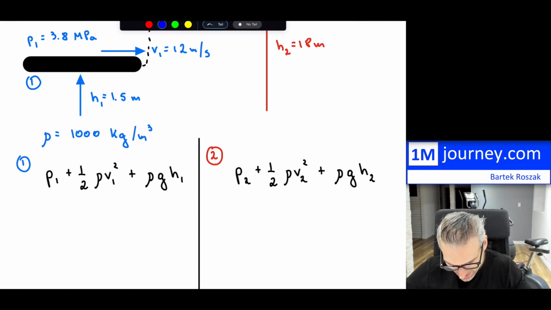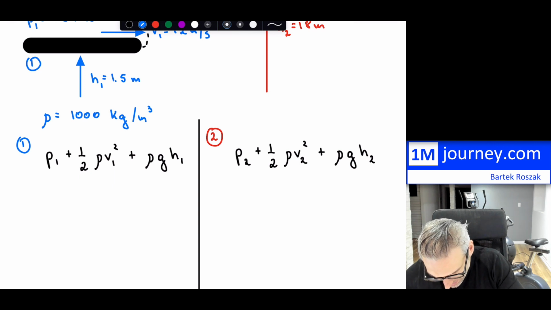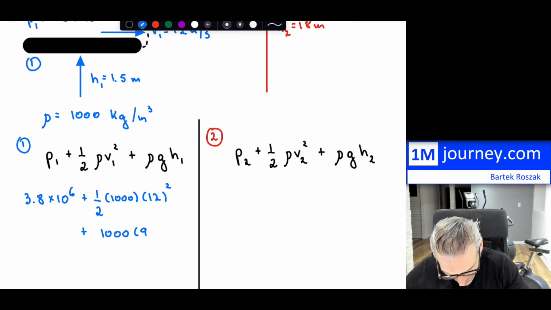Now on the left hand side, I pretty much have everything given to me. So if I substitute this back in here, so 3.8, I'm going to change this back in. So this is going to be pascals, plus 1/2 times the density, so 1,000, times the speed, which was 12 meters per second squared, and then plus, again, the density itself times gravity, and then times the height, which is 1.5 meters above the ground.